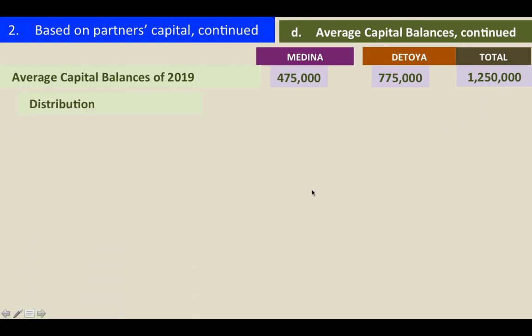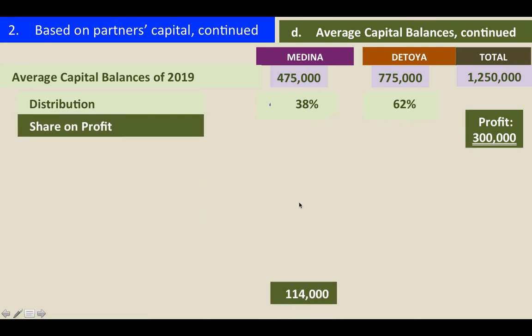So the distribution ratio will be 4.75 is to 7.75, or in percentage 4.75 of 12.5 or 7.75 of 12.5, and converting that into fraction, you will have 38% and 62%. And we are distributing 300,000. So Medina's share is 38% of 300,000. That would be 114,000. And De Toya's share is 62% of 300,000.